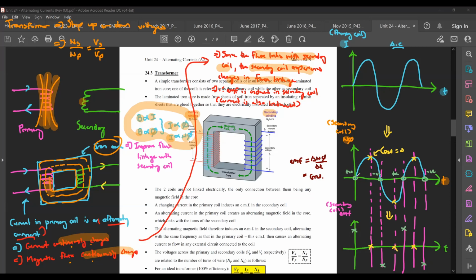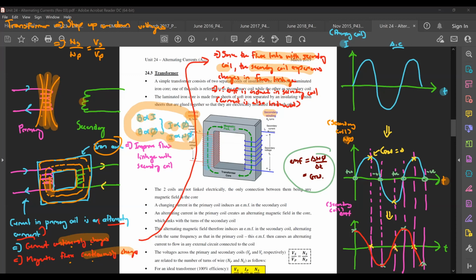If I have positive maximum gradient, I will have positive maximum EMF because EMF is equal to my gradient. If I have zero gradient, that means I have zero EMF. Then here, I have negative maximum gradient, which would mean I have negative maximum value. So those points here are meant to represent that. Now, if I go and plot the graph out, it will look like this.